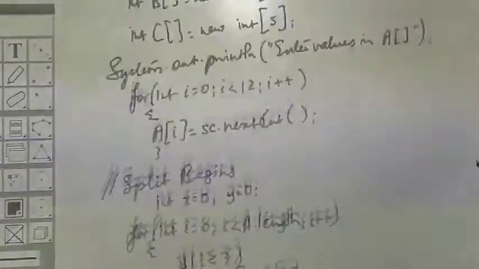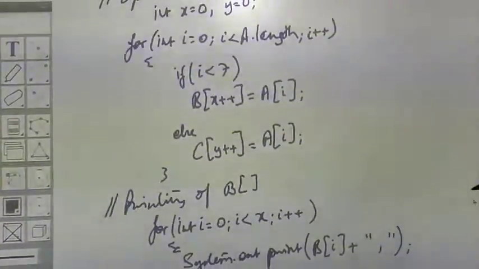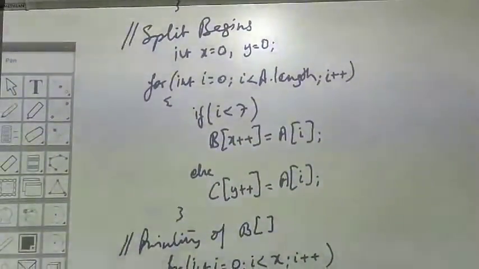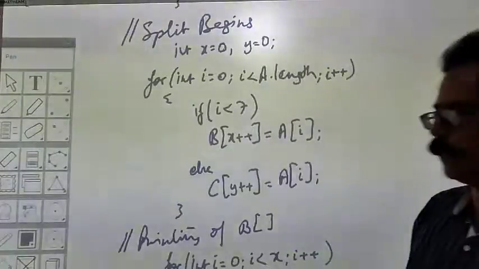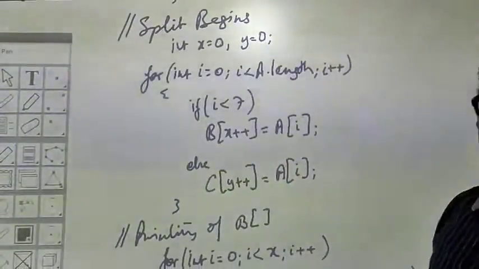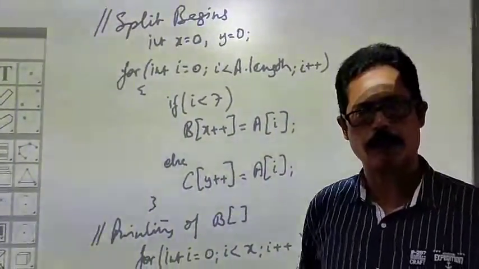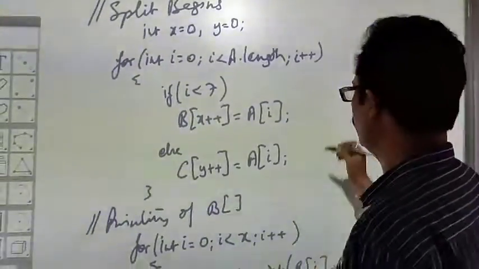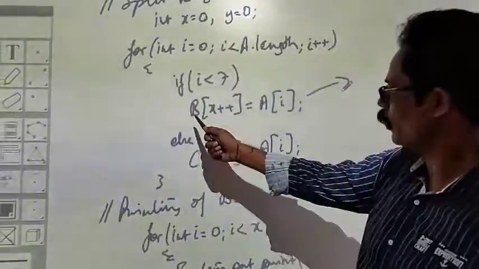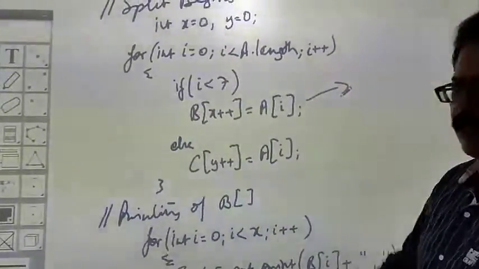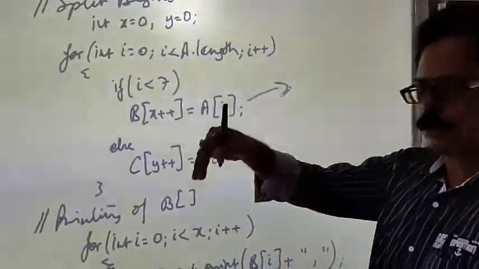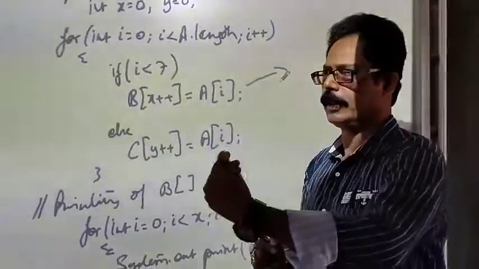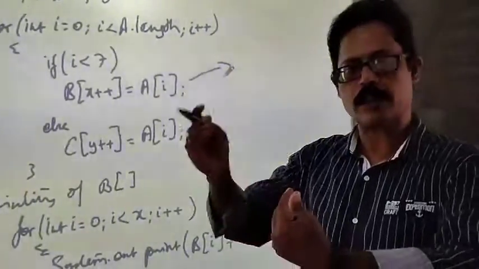So here the split begins: int x equals 0, y equals 0, and then for int i equals 0, i less than a.length, i plus plus. If i is less than 7, why i less than 7? Because we have to send it to B. So if i less than 7, then what we do is B[x++] equals A[i]. That is, the value of A goes into B first, and the index of B starts from 0 and goes on increasing.